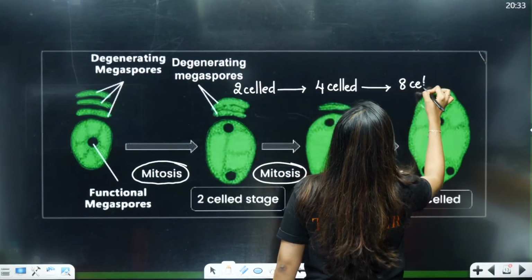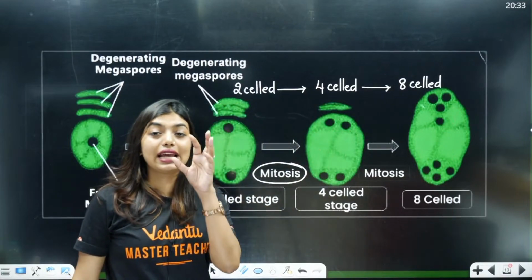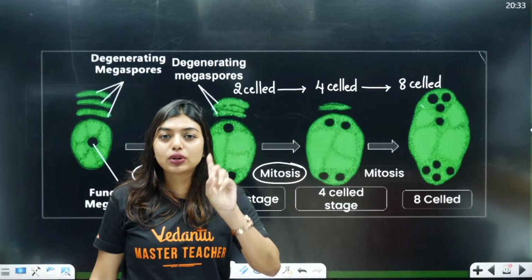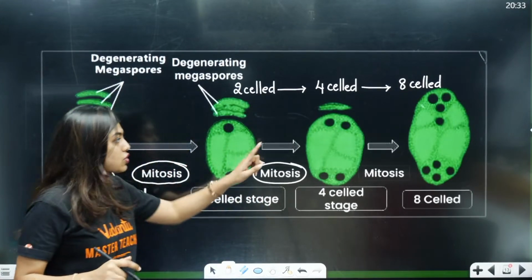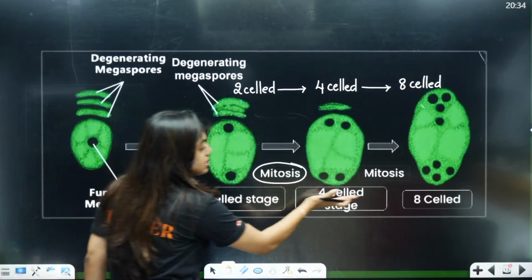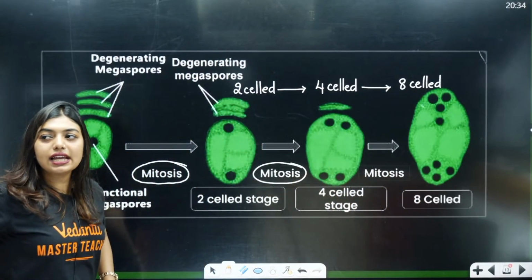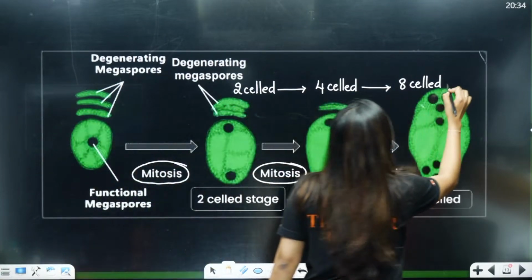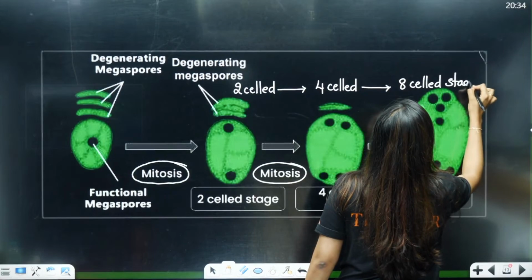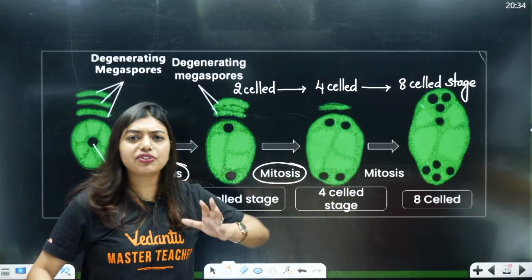8 celled. So all of you remember why we say the embryo sac is an 8 celled, 7 nucleate structure. Can you all say so, students? So look here, from 4 cell stage to 8 cell stage. Yes, very good. Clear? So we have reached the 8 cell stage. Now the catch here is they are all going to scatter. They are all going to run to different places.